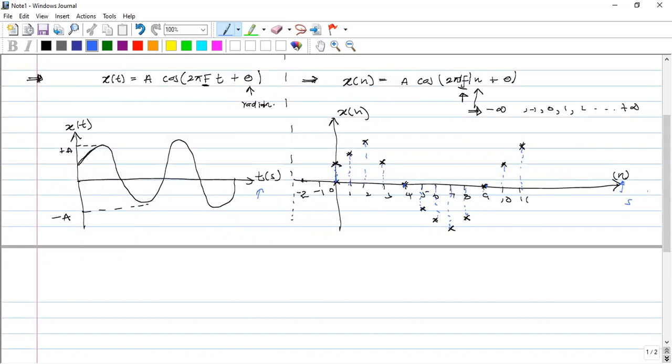So how can we define this n? We know that this is a discrete time signal. It is the time domain signal, no? Here, this time is a continuous variable.